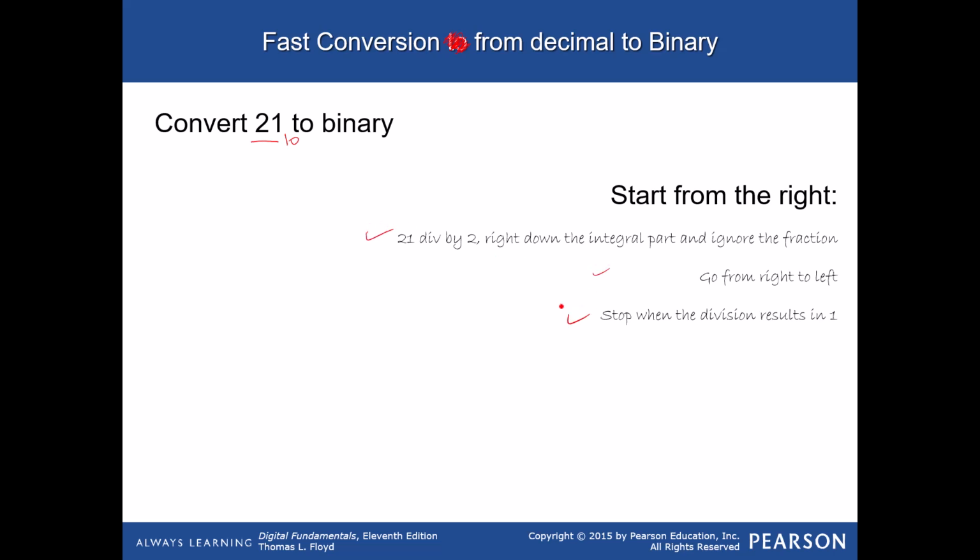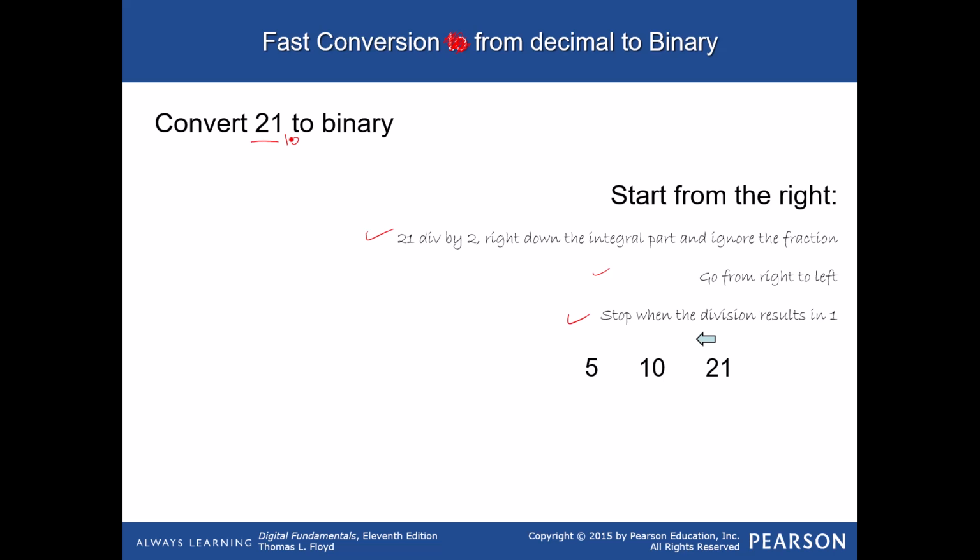What we do is write the number on the right, like that. And then we divide by 2, and we discard the remainder. We just write the integral part. What that means is, if we get something like 1.5, we just disregard the half. So 21 divided by 2 is just, we say, 10. And again, we divide 10 by 2, we get 5.